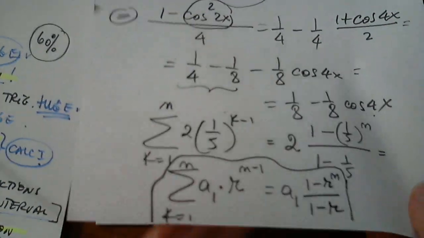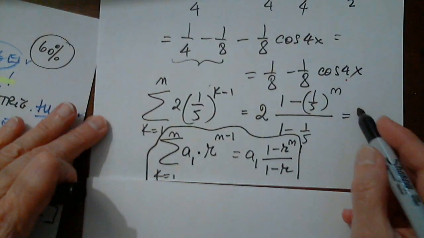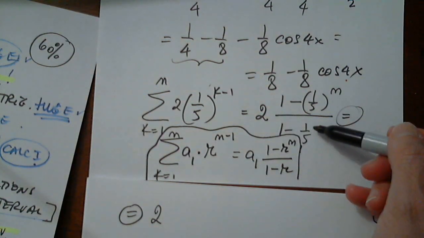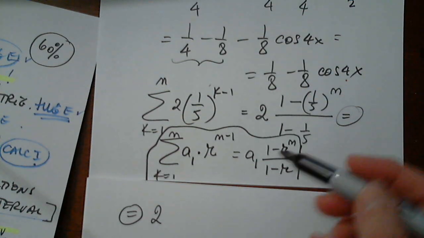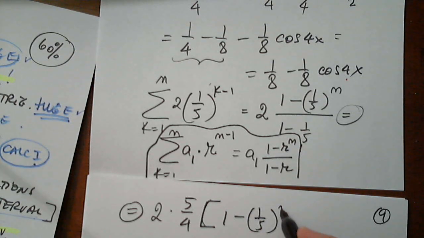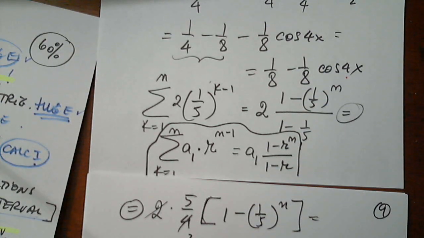I'll continue on the next page. So we have 2, and then we have, this is 4 minus, so 5 minus 1, which is 4. I'll flip it into 5/4. And then I have, with brackets, 1 minus 1/5 to the n power, and close the bracket. Simplify here, and it's done. 5/2, 1 minus 1/5 to the nth power, and this is it.